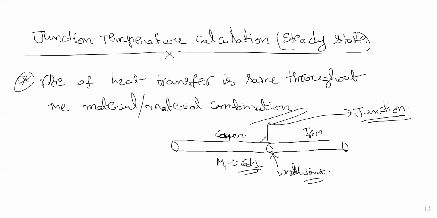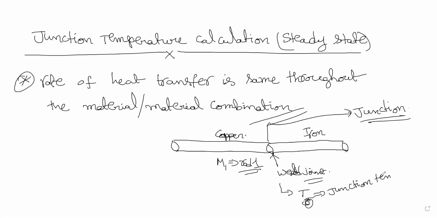I am telling an example: rods of two different materials, say iron and copper. We have created a weld joint, welding these two rods. After welding, you end up with a junction. I want to calculate the junction temperature, Tj, sometimes called T naught.